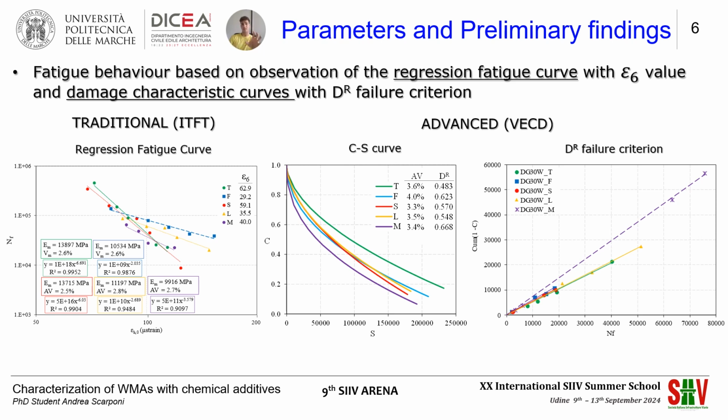I also must say that to evaluate the number of cycles given by the traditional approach, I need to use an empirical equation to obtain the number of cycles to failure. On the other hand, to evaluate the damage, it should be used an intrinsic property given by the measure of the pseudo strain instead of the real strain.